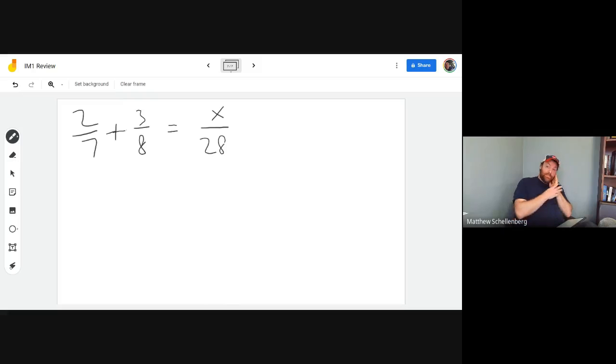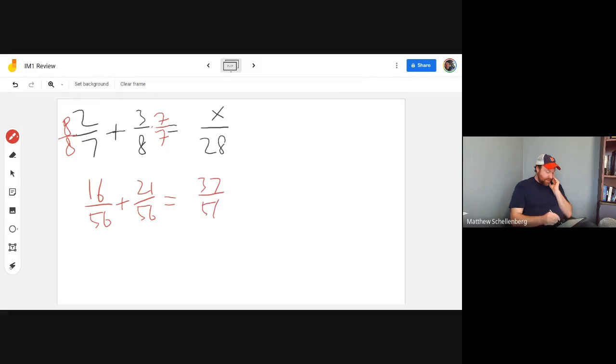Well, first you have to find a common denominator on the left. That would have to be 56. So we could multiply this one by 8/8, and multiply this one by 7/7. And what we would get is 16/56 plus 21/56. I painted myself into a corner here, didn't I? That's 37/56. Which, if that equals x/28, we can multiply both sides by 28.